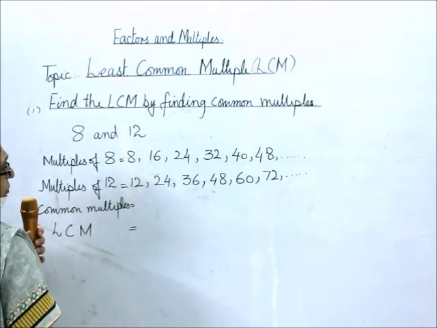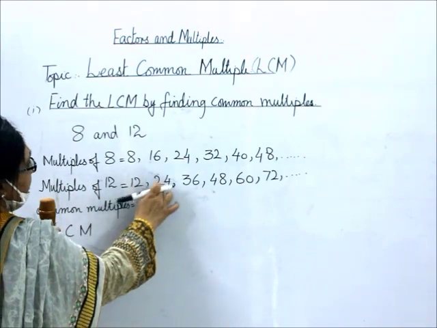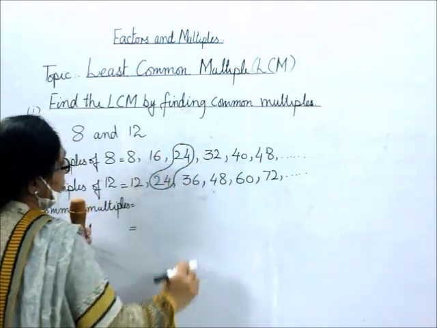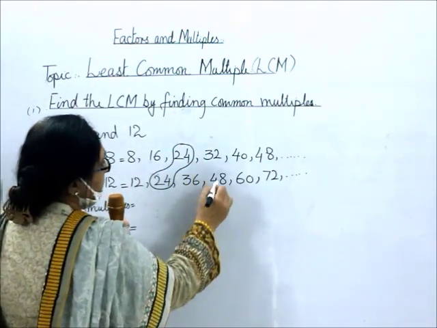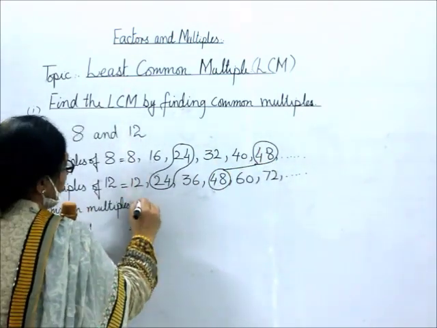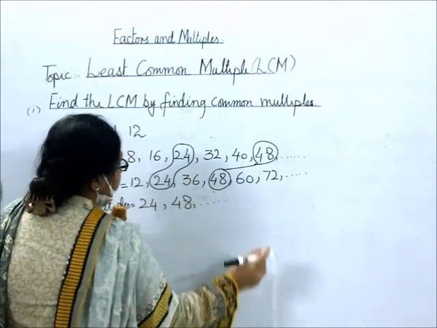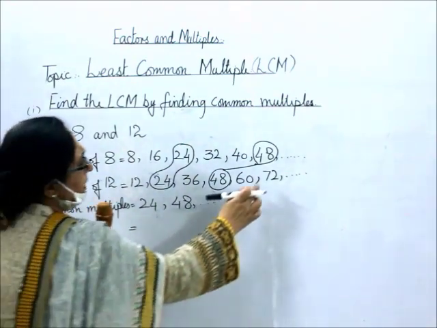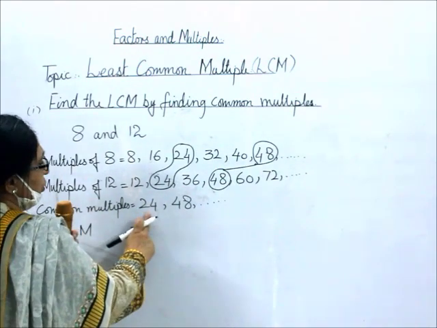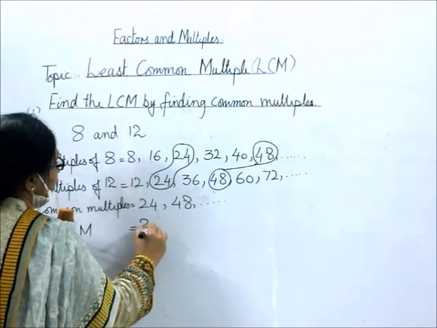Now we are going to loop the common multiples. Here you can see 24 is present in the set of 12 and also in the set of 8. So if we loop this 24, is it a common multiple? Yes. Next is 48. It is also common. So I'm writing the common multiples here, 24 and 48. We can have some more common multiples if we write more multiples of 8 and 12. Now 24 is the smallest common multiple, so the LCM of 8 and 12 is 24.